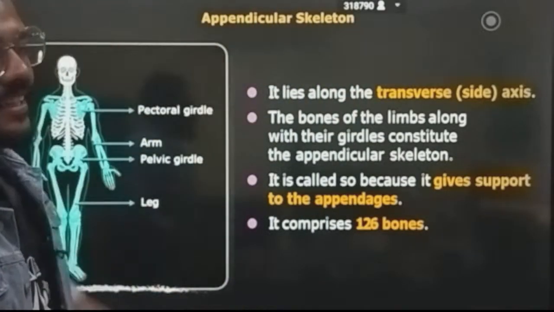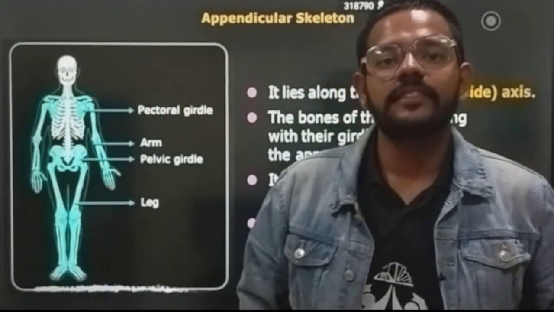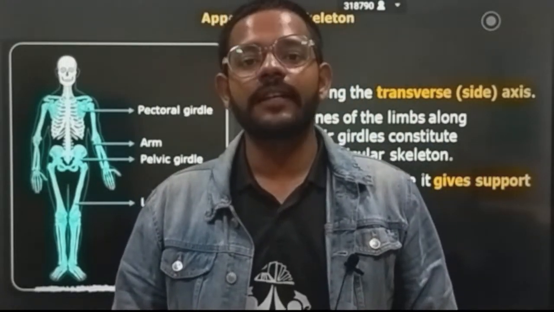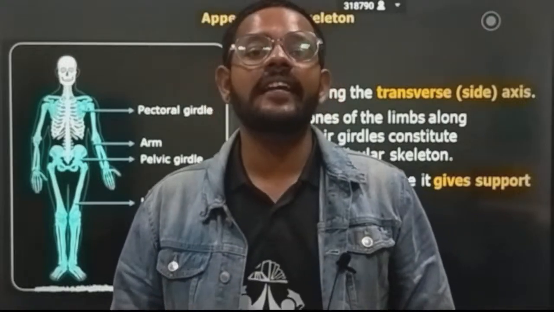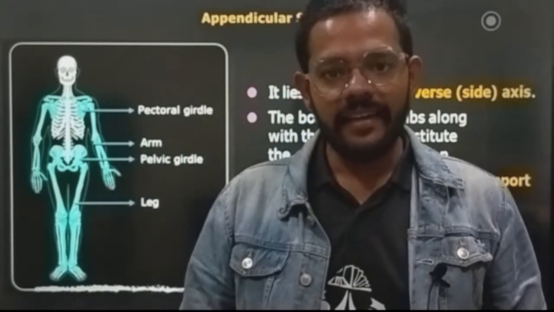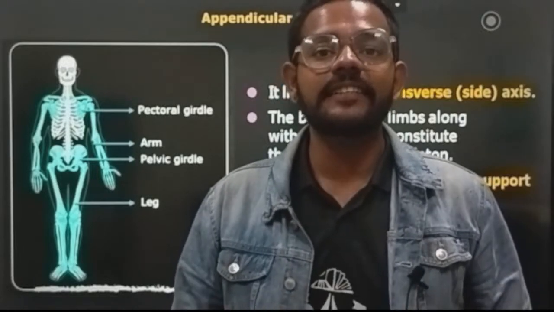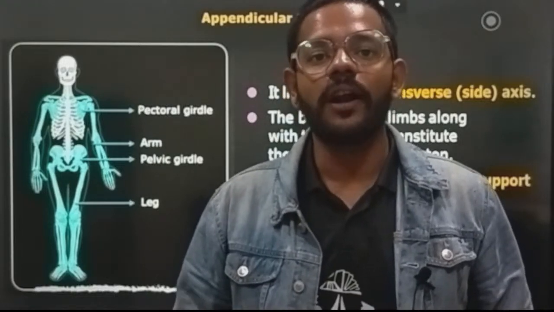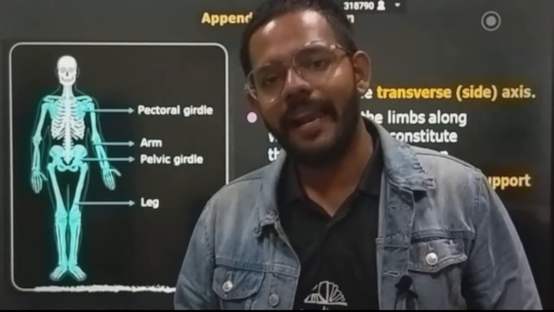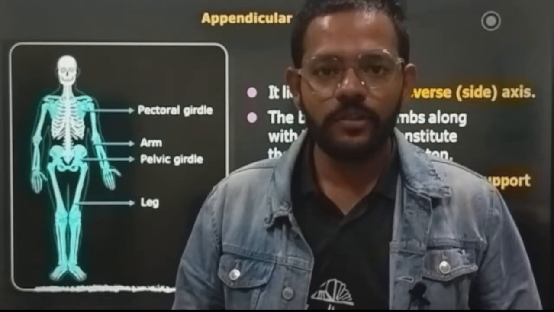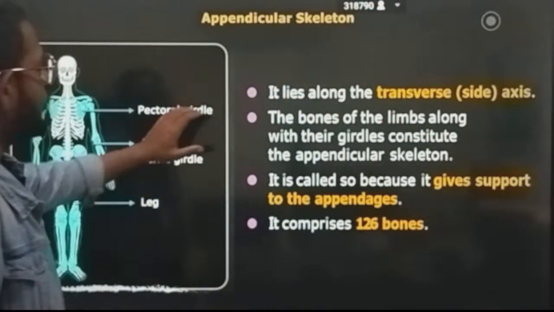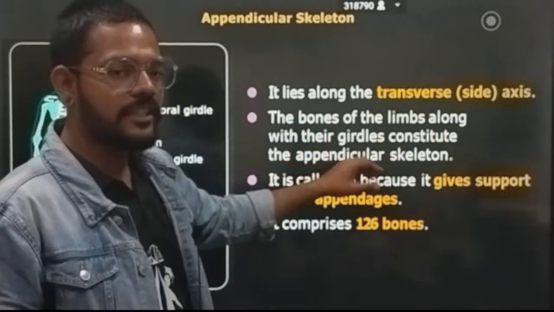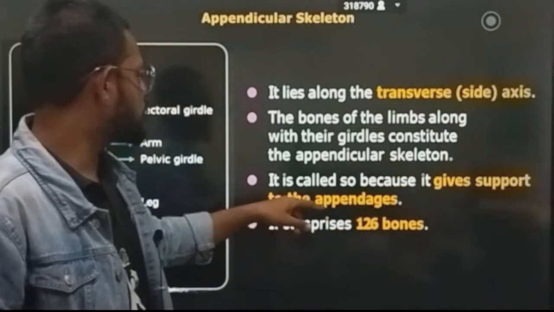As we studied in the previous class, your human skeletal system comprises two parts. One is axial, in which your sternum, rib, vertebral column and skull come. The second part is your appendicular skeleton, which comprises 126 bones. It is your forelimbs, hind limbs, your hand, leg, pectoral girdle, and pelvic girdle. It lies along the transverse side. The bones of the limbs along with their girdle constitute the appendicular skeleton. It is called so because it gives support to the appendages.